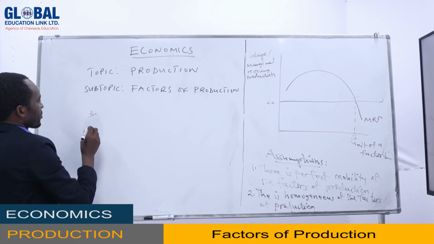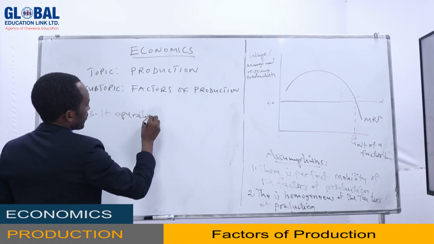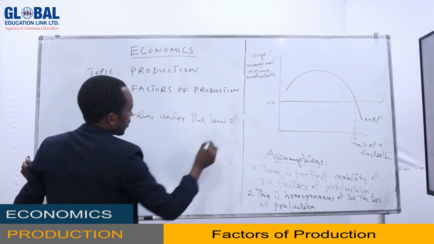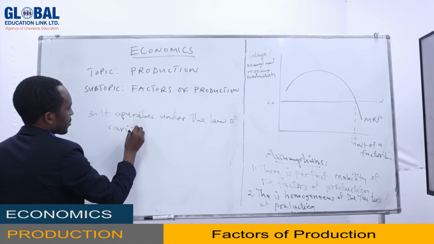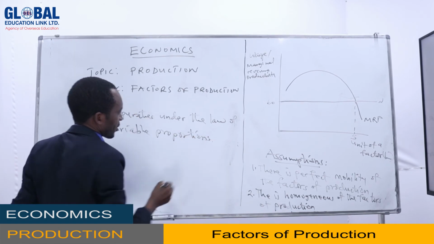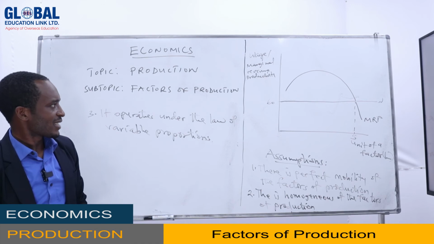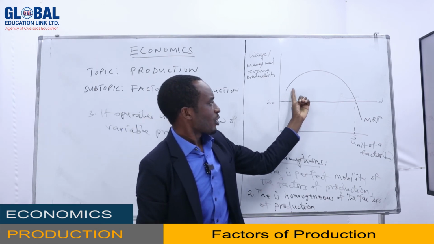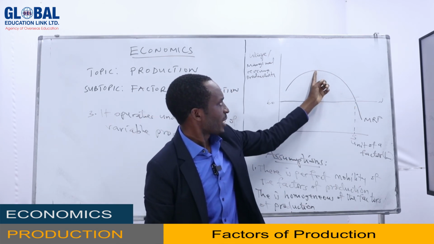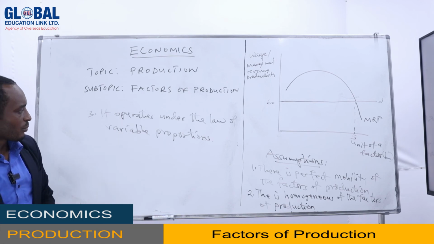The second, we assume that it operates under the law of variable proportions, or it operates under the law of diminishing returns. So as you can see here, the marginal revenue productivity increased, then declining. So when declining, it means it operates the law of diminishing returns or the law of variable proportions.